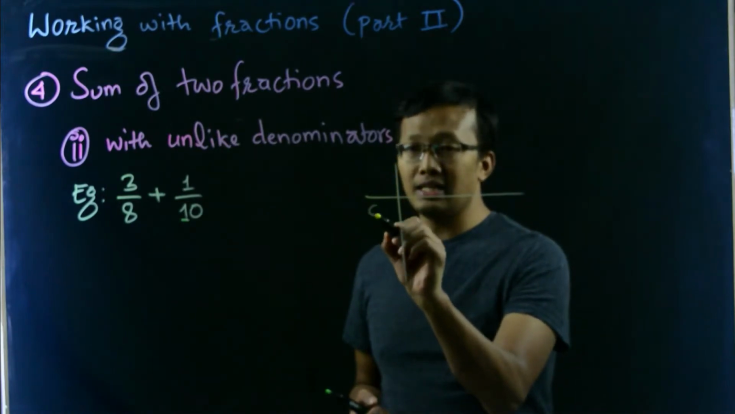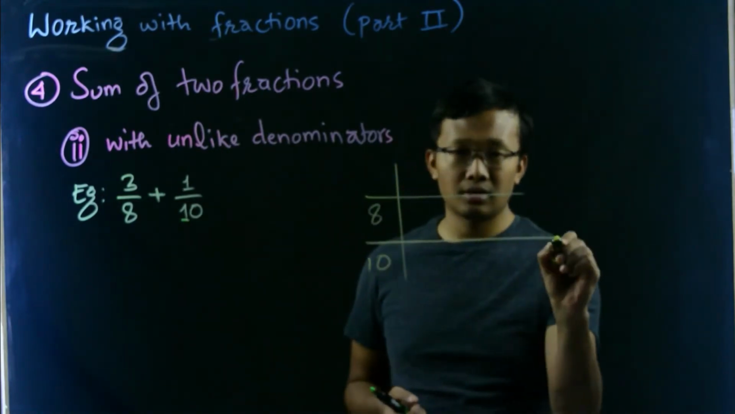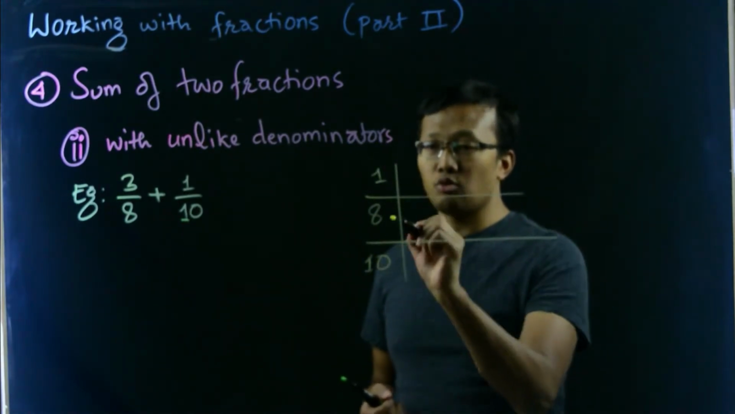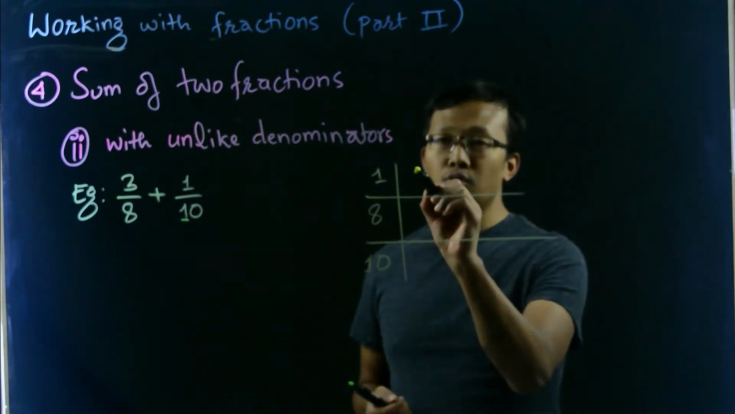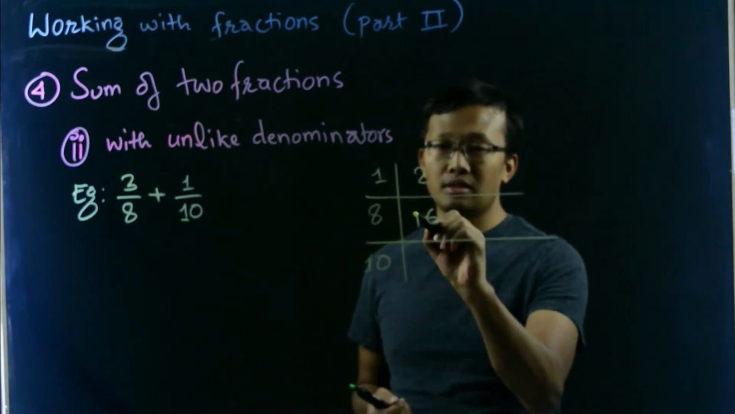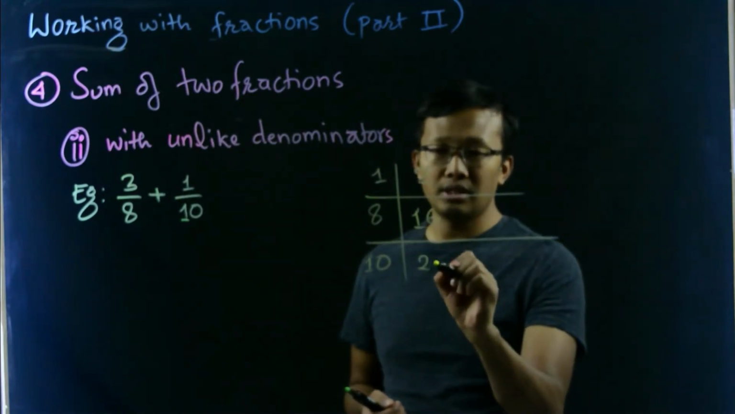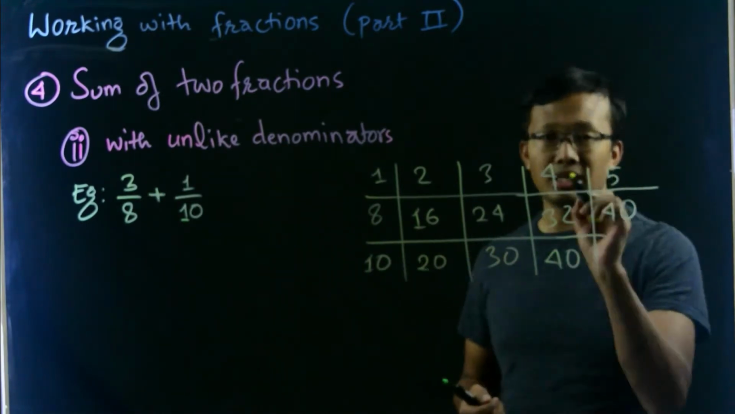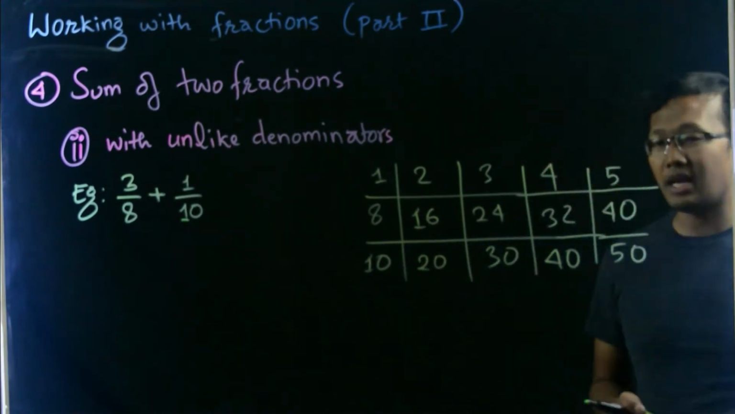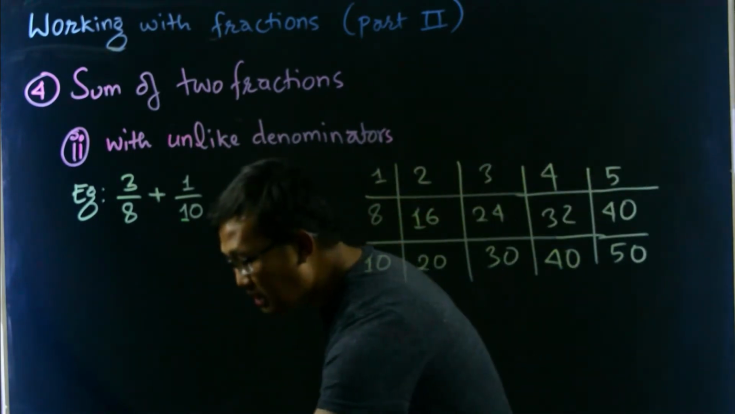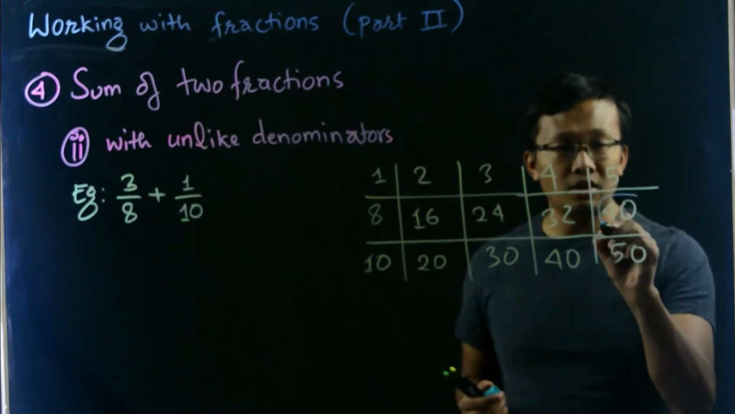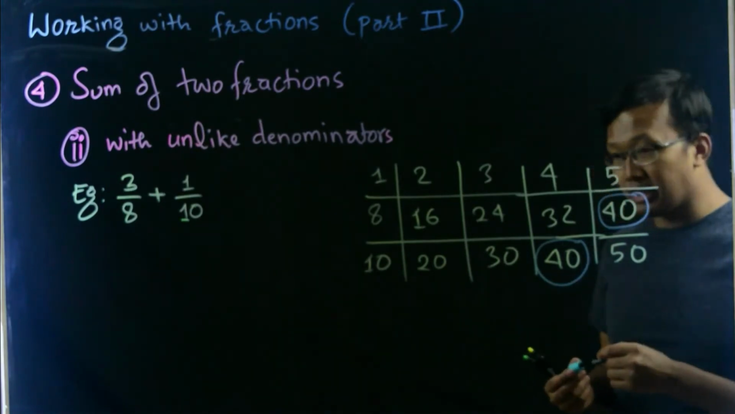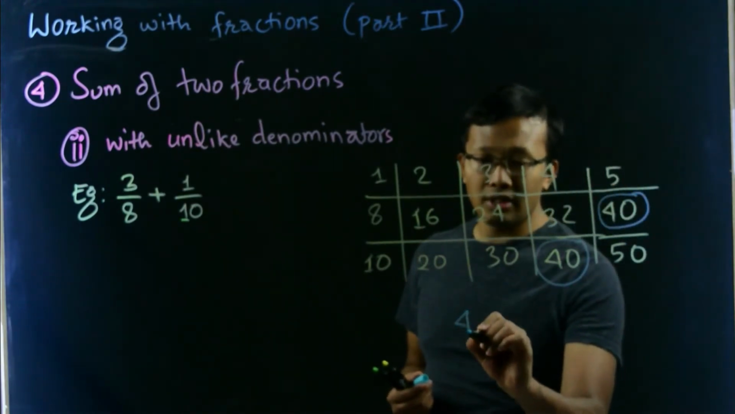Let us suppose this is 8 and this is 10. 8 times 1 is 8, 10 times 1 is 10. Let's go for 2: 8 times 2 is 16, 10 times 2 is 20. Now finally 8 times 5 is 40 and 10 times 5 is 50. So here you can see that 40 is the common quantity. Here we can see that 40 is the least common multiple.